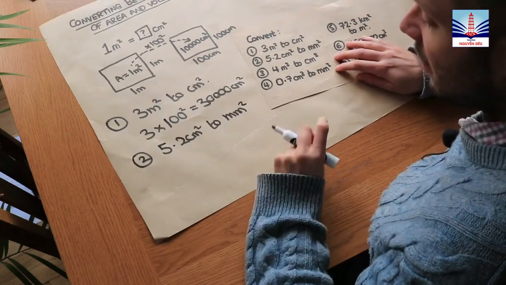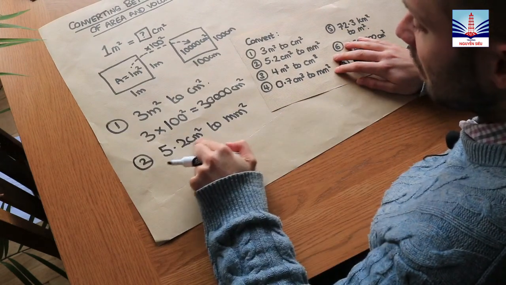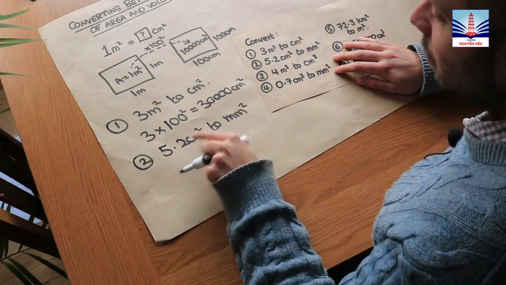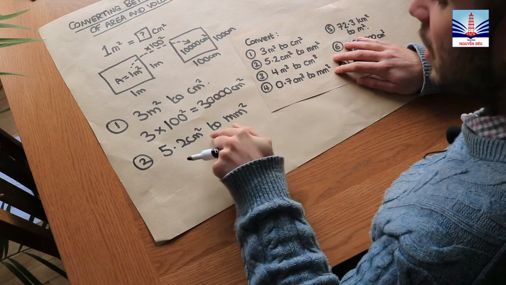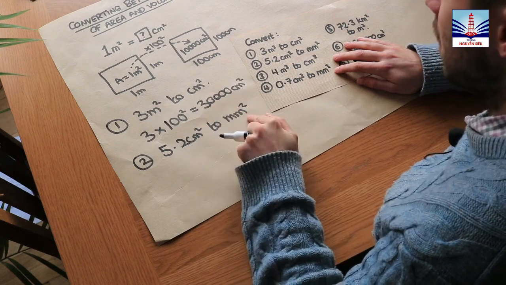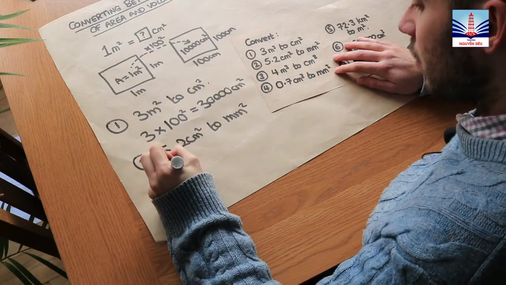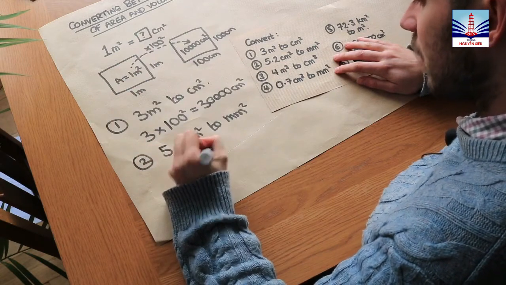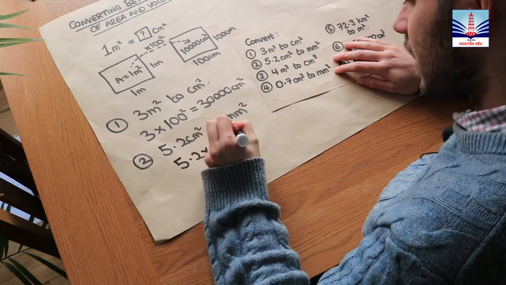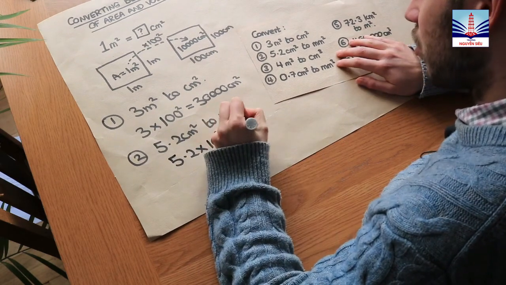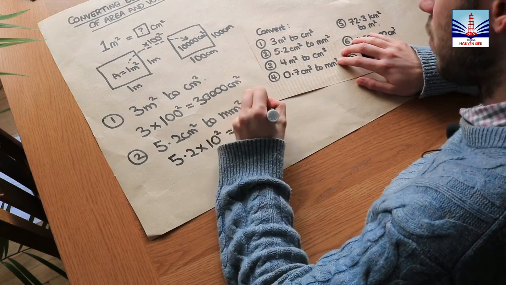Again, we contemplate the same question. What would we do to convert from centimeters to millimeters? Well, there's 10 millimeters in a centimeter, so we'd multiply by 10, wouldn't we? But because it's centimeters squared to millimeters squared, we times by 10 squared. So we do 5.2 times 10 squared. So that's 5.2 times 100, and that is 520 millimeters squared.